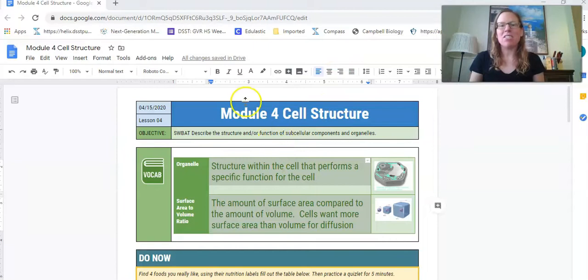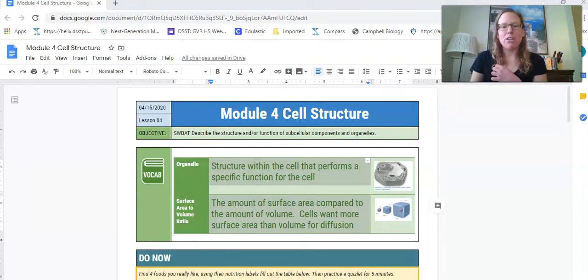I am just starting us off on Module 4, cell structure. So you might remember the cell is the smallest unit of all living things. All living things are made of cells. Within the cell, there are different organelles which perform different functions for the cell. Also, it's very important that cells are small, right? Your body is made up of many cells, not one big cell, because you want to have that surface to volume ratio. That makes sense.